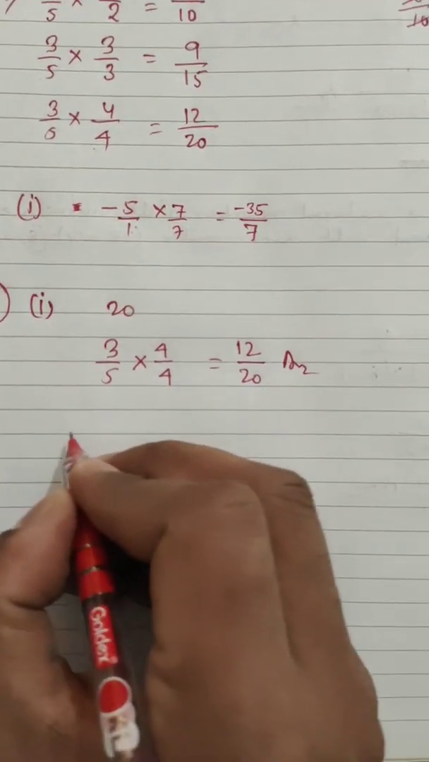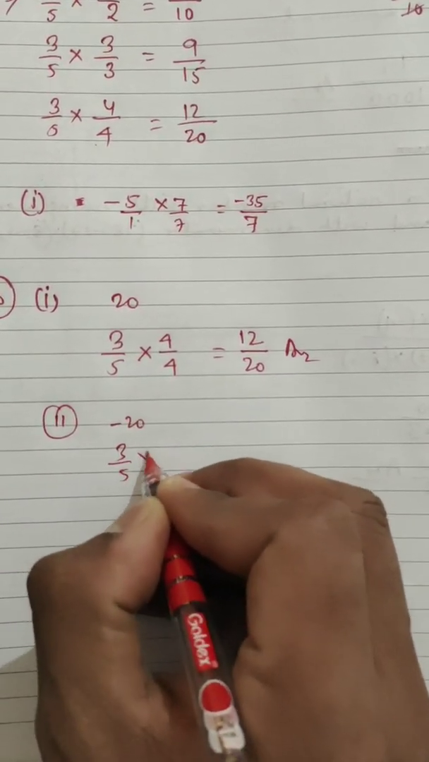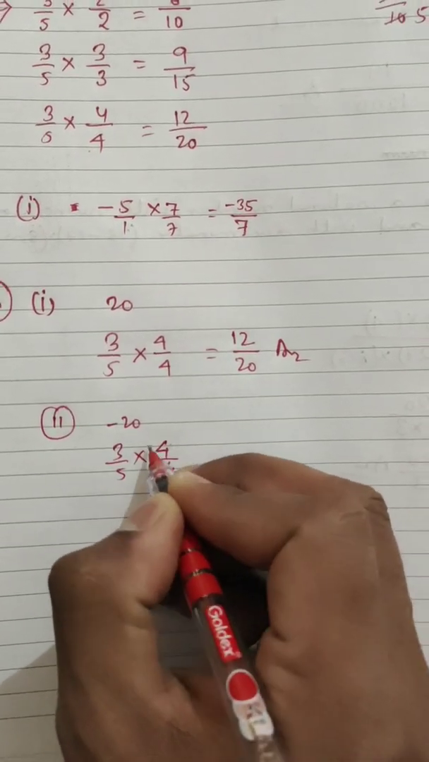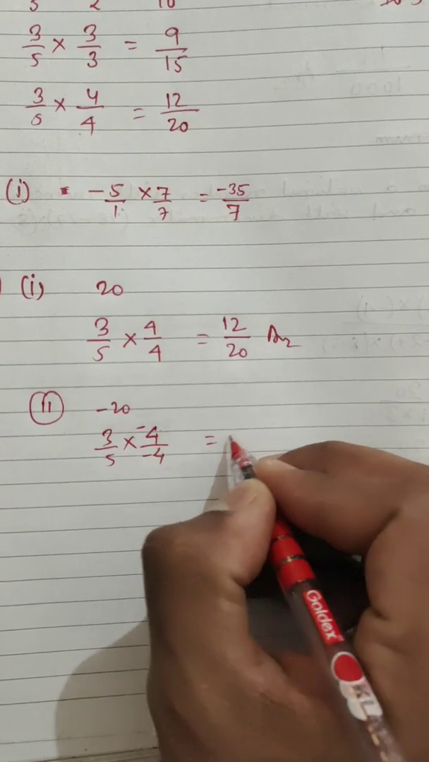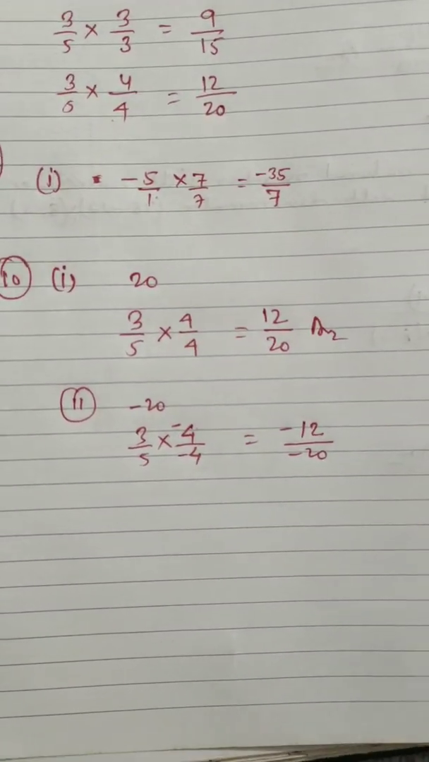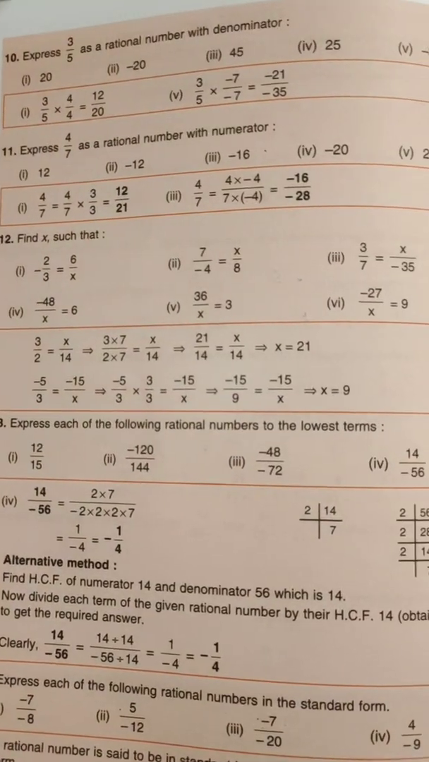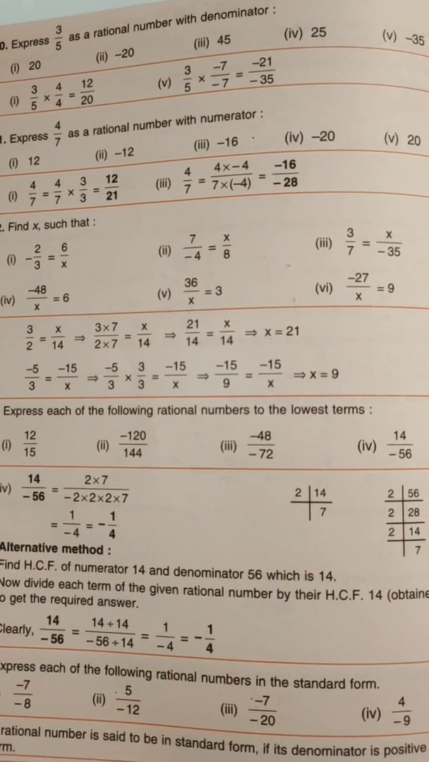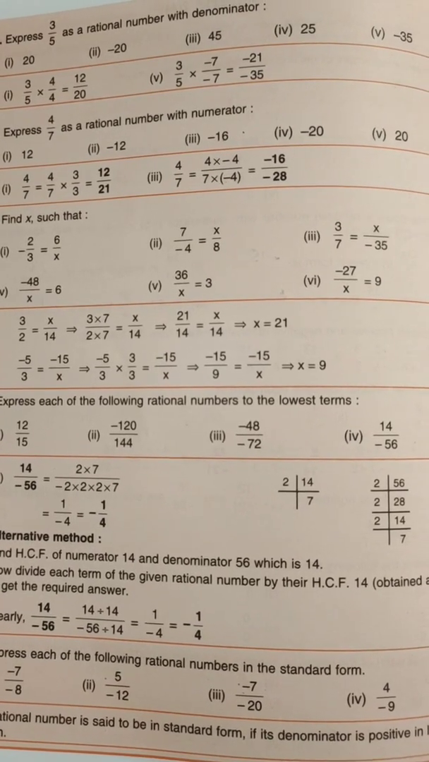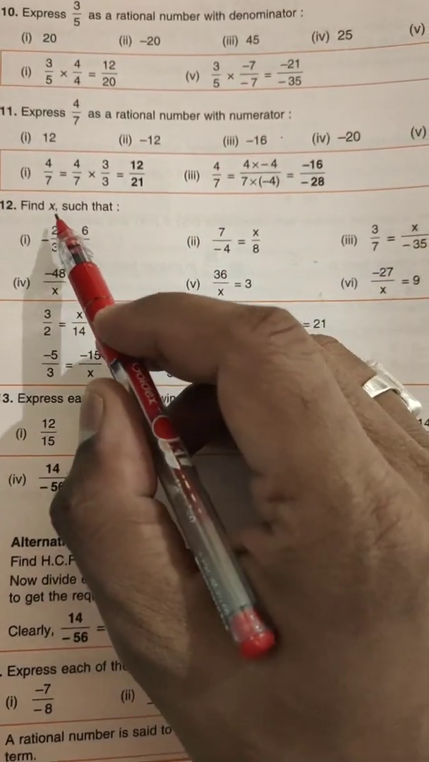Similarly, second, we have to make it minus 20. That means 3 by 5, 5 into 4 into minus 4. It will be minus 12 by minus 20. Denominator we have got minus 20. Similarly, question number 11, you have to express in numerator. You have to solve question number 11 on your own. Next we will see question number 12.